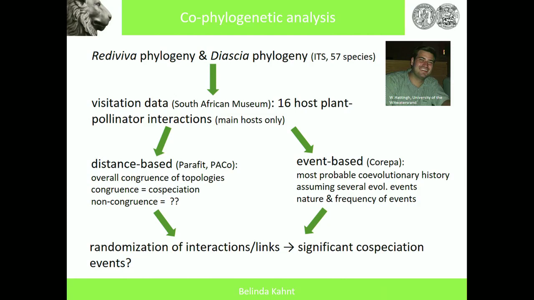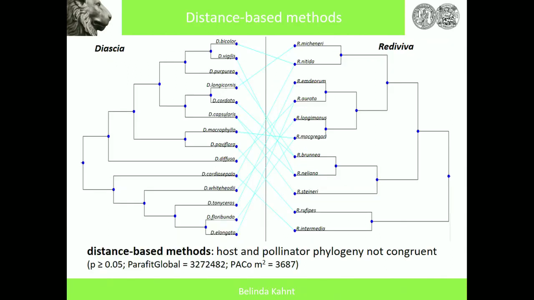In the distance-based approach, you just look for the overall congruence of your host and your pollinator phylogeny, assuming that congruence means co-speciation, but you don't know what might be the case when you don't find any congruence. In the event-based methods, you try to reconstruct the most probable evolutionary history by assuming several evolutionary events: co-speciation, host switching, duplications, and sorting. So you not only get congruence or not, you also get the nature and frequency of events, so you know on which node an event most likely happened and how often it happened overall. Then we randomized these links to establish if it was significant or not.